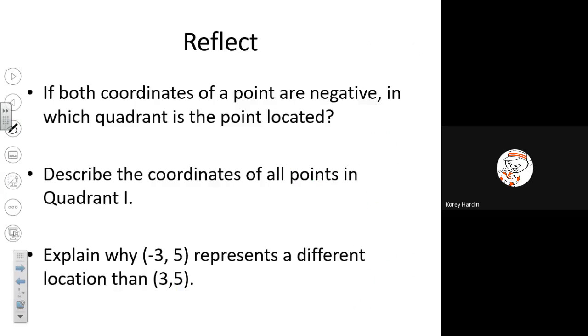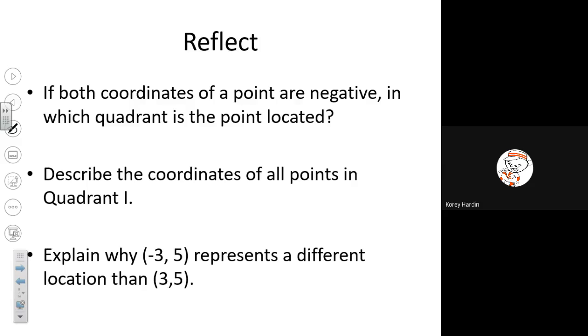So if both coordinates of a point are negative, in which quadrant is the point located? So negative as in going left, negative as in going down. So you've got the bottom left one, and that's going to be quadrant 3. Okay. So quadrant 1 is going to be right 3 and up 3. So both those numbers are positive.